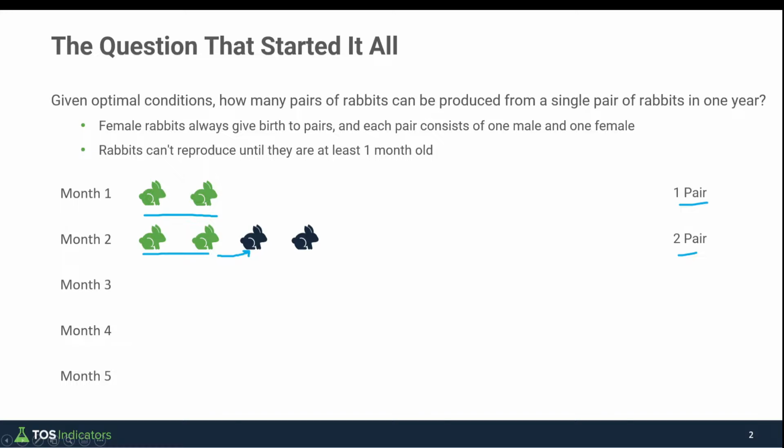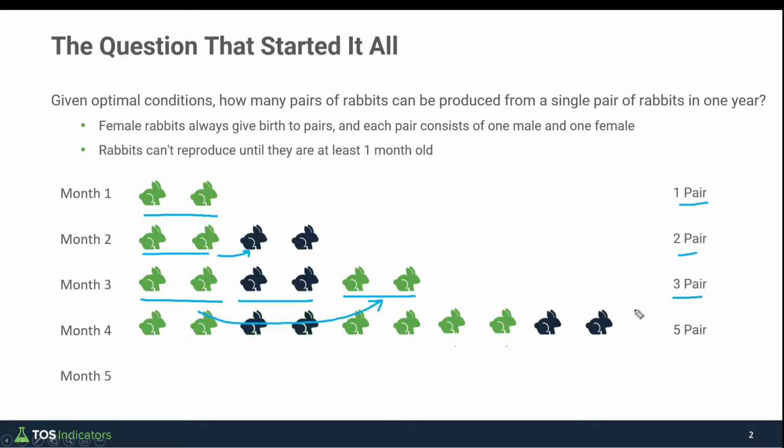Now in month 3, we have the original pair of rabbits which reproduce one more time. That's this 3rd pair right over here in green. And we have that 2nd pair produced in month 2, which have now turned 1 month old, which means starting next month, they can start to contribute to creating more rabbits. So at the end of month 3, we have 3 pairs.